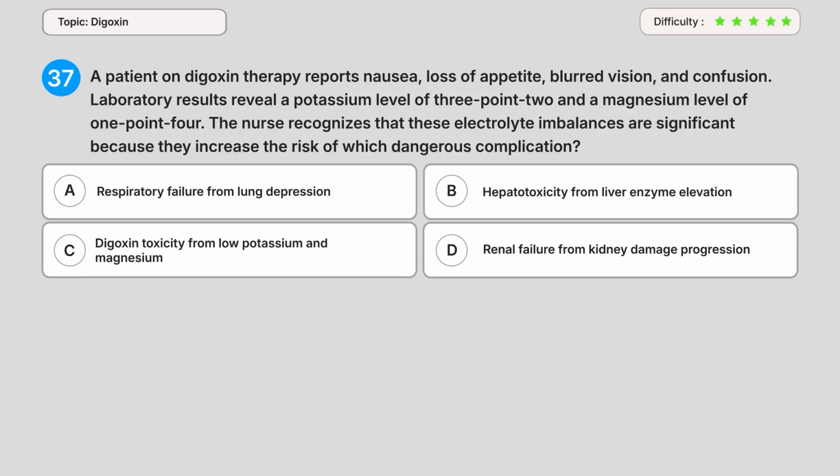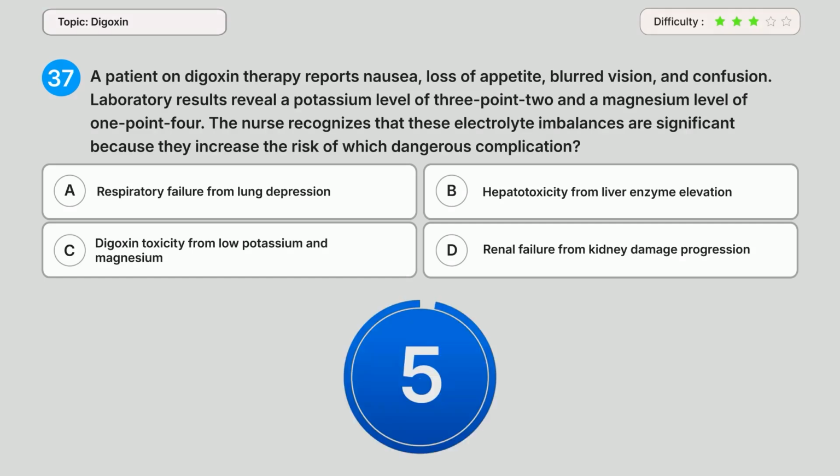A. Respiratory failure from lung depression. B. Hepatotoxicity from liver enzyme elevation. C. Digoxin toxicity from low potassium and magnesium. D. Renal failure from kidney damage progression. Do you know the answer?